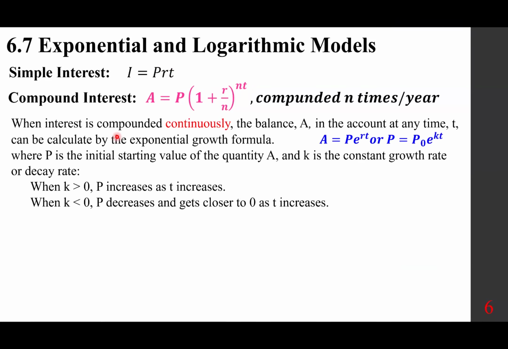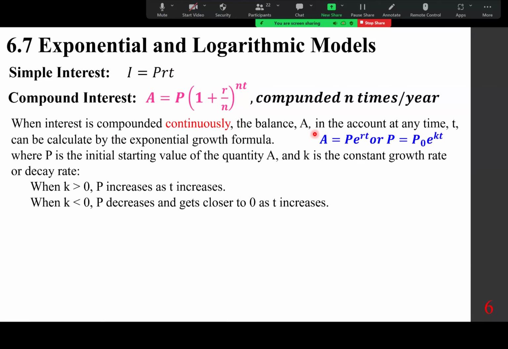When interest is compounded continuously, the balance A in the account at any time t can be calculated by the exponential growth formula A equals P e to the power of rt. In some texts, they might write P equals P sub 0 e to the power of kt. Please understand they're the same. It just depends on which text.